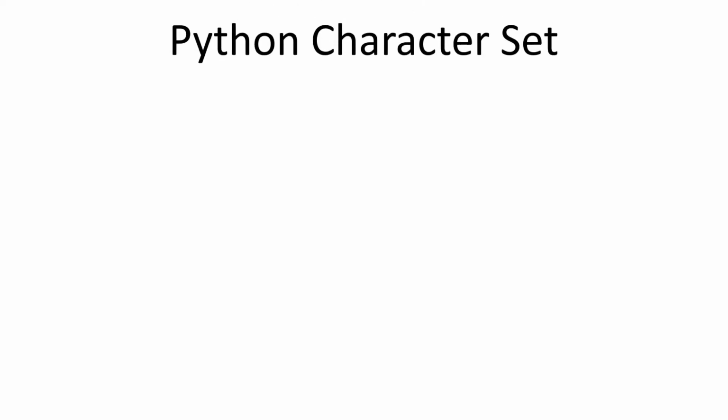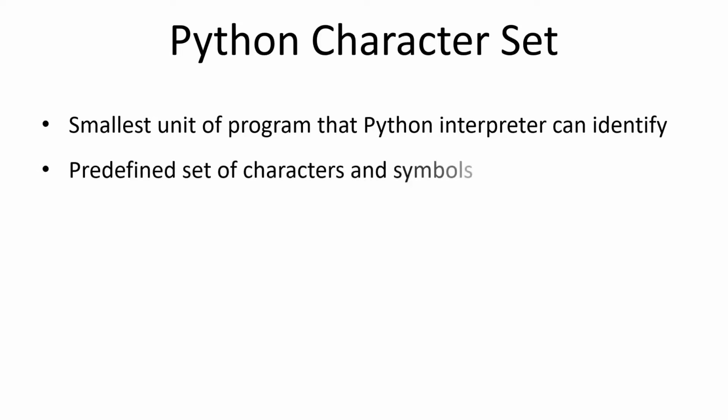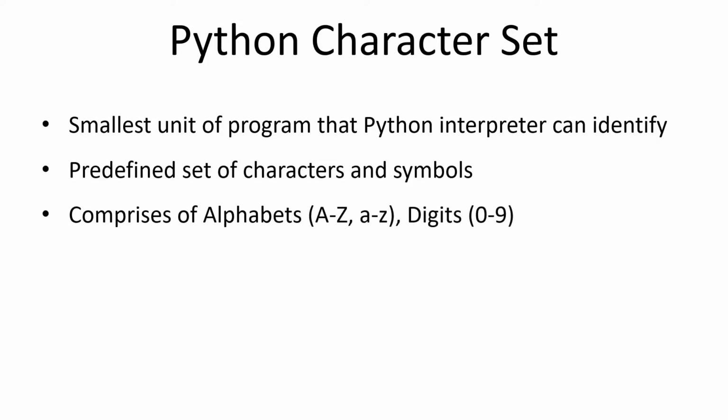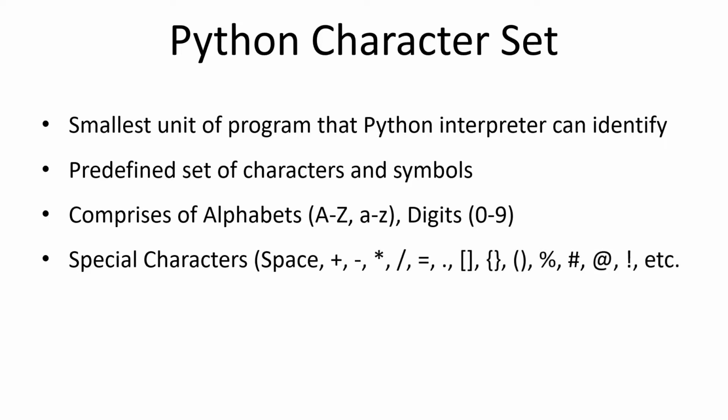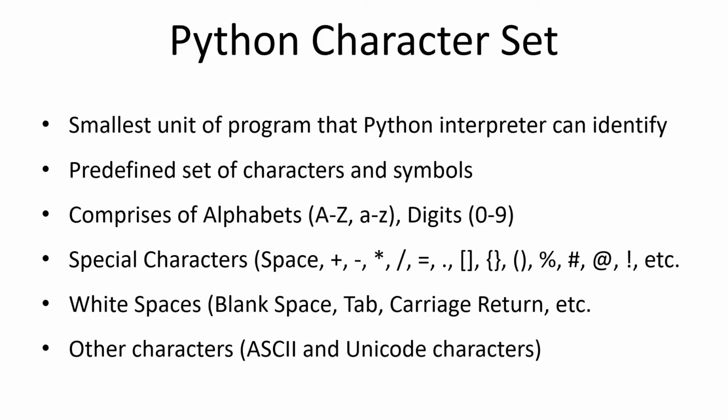The Python character set is the smallest unit of a program that the Python interpreter can identify. It is a predefined set of characters and symbols which can be recognized by the Python interpreter. The character set comprises all the capital and small alphabets, digits from 0 to 9, special characters like space, plus, minus, asterisk, slash, etc. It also includes white space characters like blank space, tab, carriage return, and form feed. It also consists of other characters from ASCII and Unicode character sets.